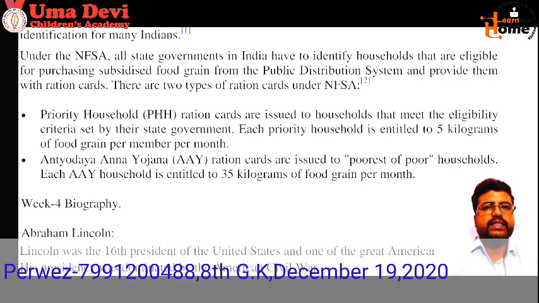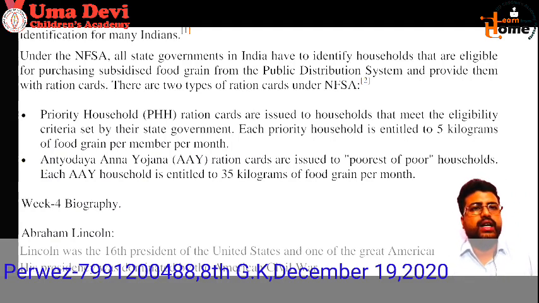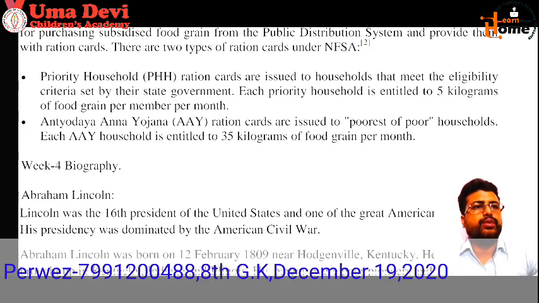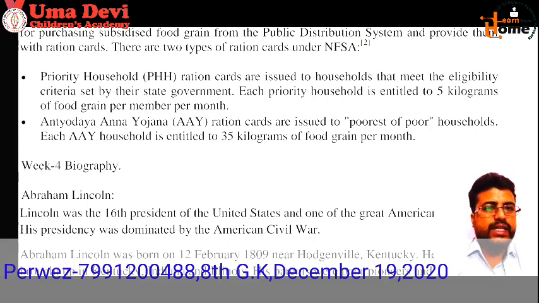And the second is Antyodaya Anna Yojana. Antyodaya Anna Yojana ration cards are issued to the poorest of the poor, those who suffer in adverse conditions, in very tough and unmanageable conditions. They are called poorest of poor households. Each AAY household is entitled to 35 kilograms of food grain per month. So they will get 35 kilograms of food per month, right? So these are called Antyodaya Anna Yojana.